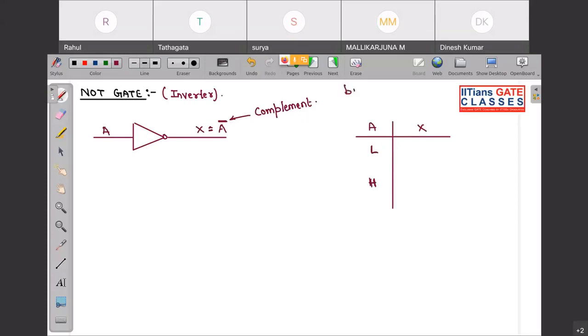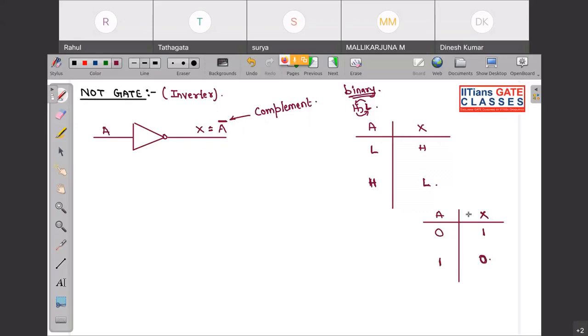So in binary system we have only two states, high state or low state. So the complement of high will be low and the complement of low will be high. So whenever input is low, output will be high, and whenever input is high, output will be low. So this is the simplest gate you can have. Or if I want to draw it in positive logic, the truth table, so this is A, this is X. So if A is 0, X will be 1. If A is 1, X will be 0. Okay, so this is basically your truth table for NOT gate.